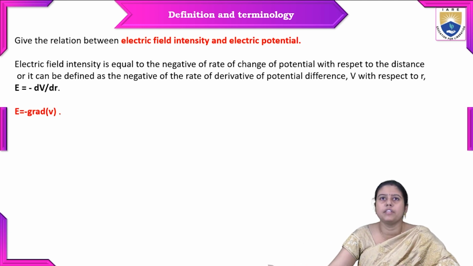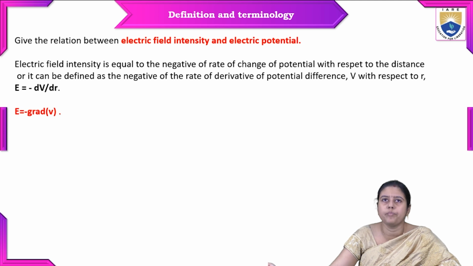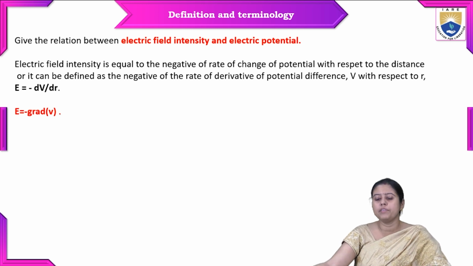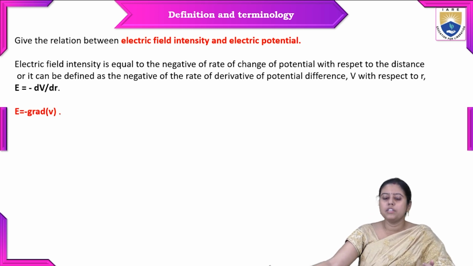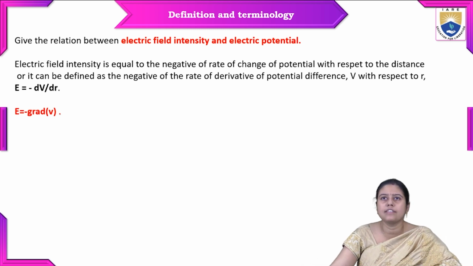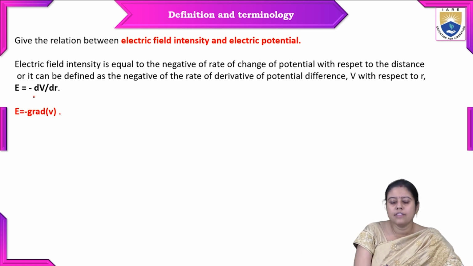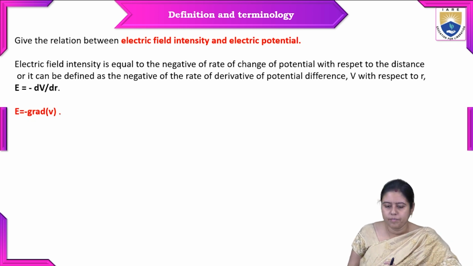Give the relationship between the electric field intensity and the electric potential. Electric field intensity is equal to the negative rate of change of the electric potential with respect to distance. I have already discussed this in detail in my last lecture, so you can see it from there, but here is just one little discussion. It is the negative derivative of the potential V with respect to r: E is equal to minus dV by dr, or we can write E is equal to minus grad of V.